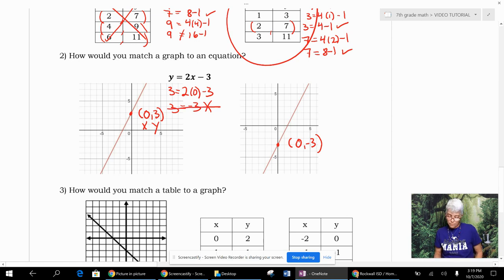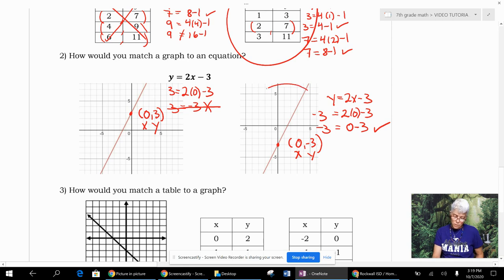Okay, let's try the other one. Again, we have y equals 2x minus 3. Again, this is all about substitution, so I hope you're okay with knowing how to do that. If this is the x and this is the y, I'm going to put the x right here and see if it's going to work. 2 times 0 is 0. 0 minus 3, well, it is a -3, so this one works. So I'm good with this one.